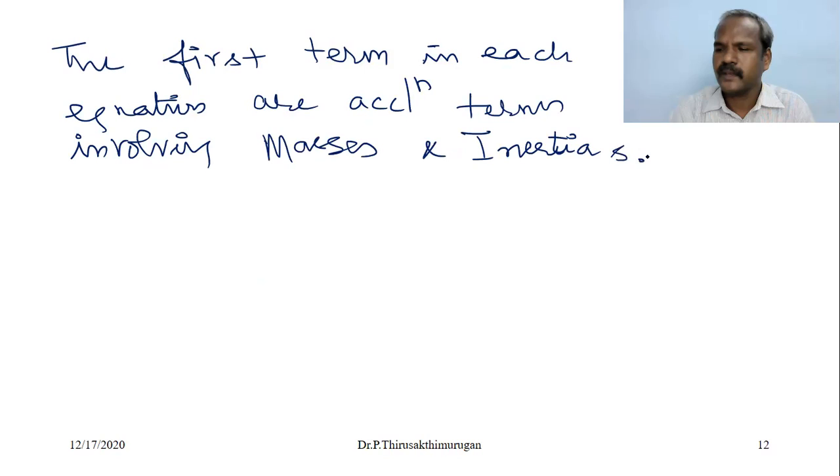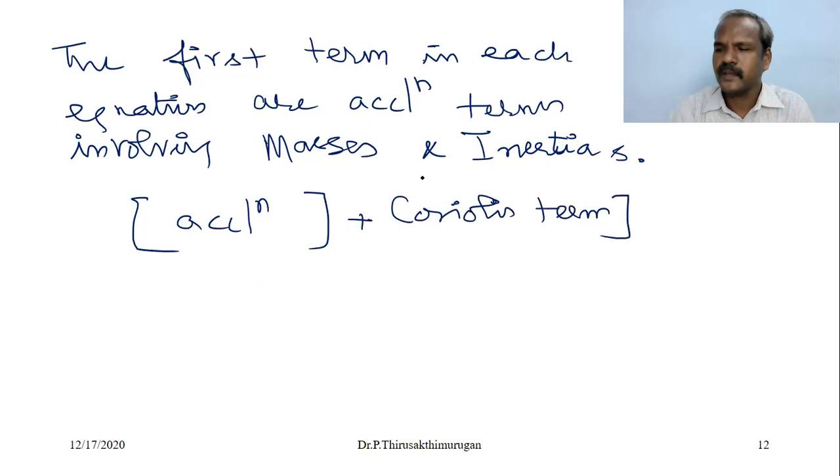In the dynamic equation, the first term is acceleration, the second term is the Coriolis term. This is the standard. The third term is normally the gravity term. So the first term is the acceleration term, the second one is the Coriolis term, then the gravity term. So these three are the important ones.